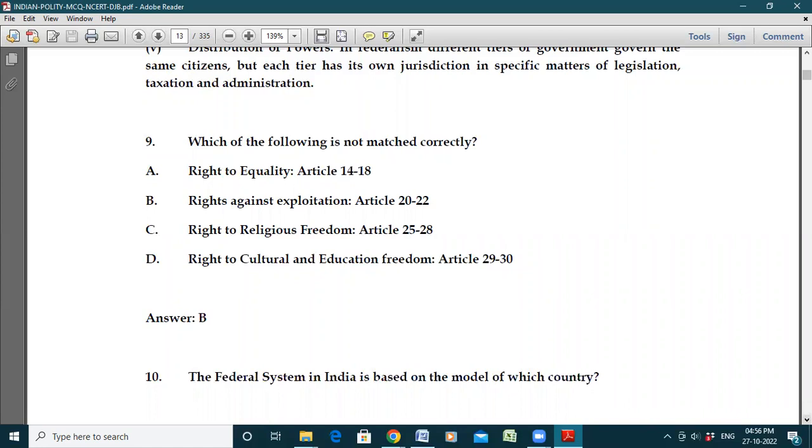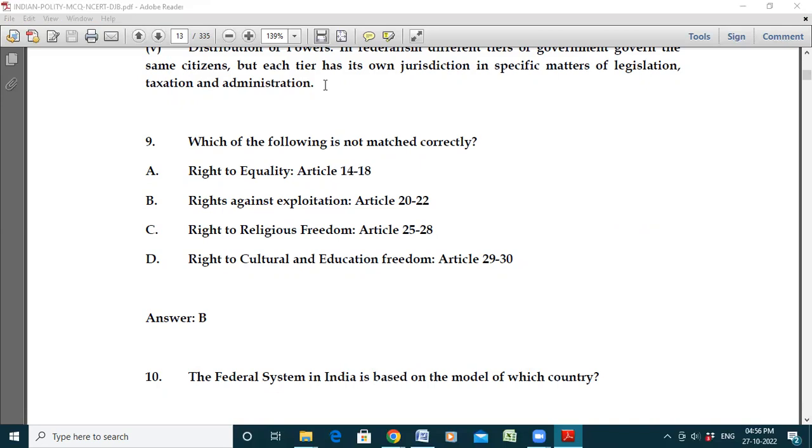So, right to equality, Article 14 to 18, right? Right to religious freedom, Article 25 to 28. Right to cultural and educational freedom, Article 29 and 30.